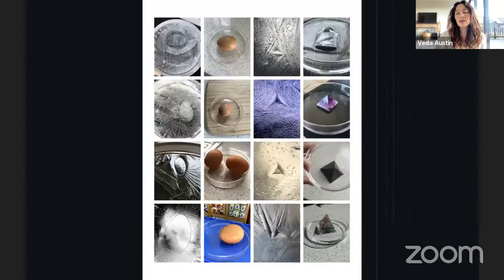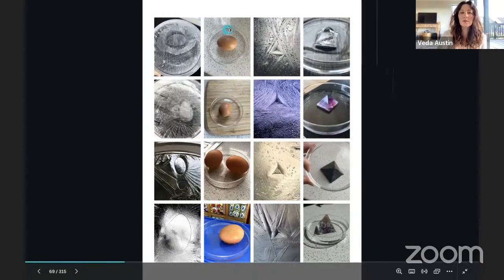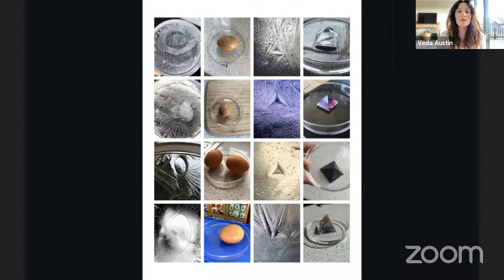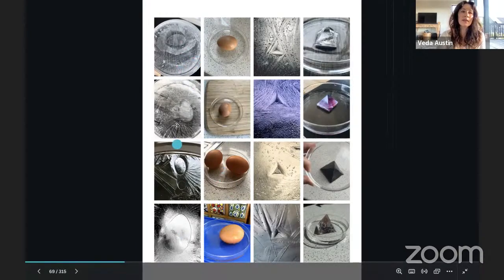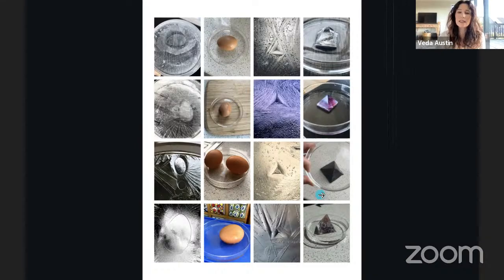So this is an interesting one. Okay, so we're working with eggs. I'm very interested in working with eggs because they hold life, or the potential of life. And you can see some consistency within the way in which they form in the ice, and same with pyramids.